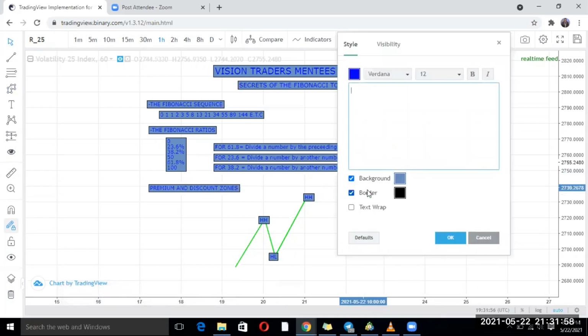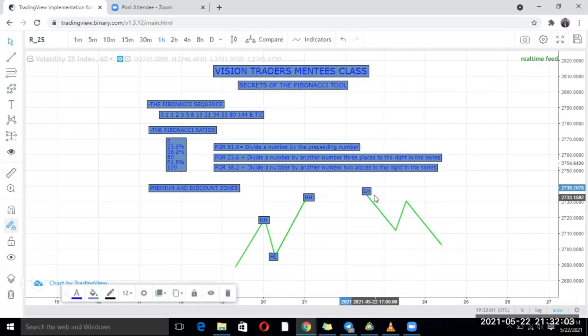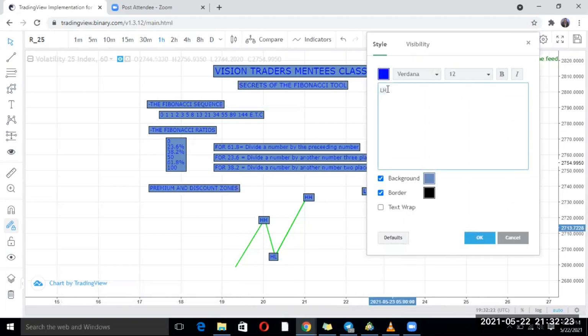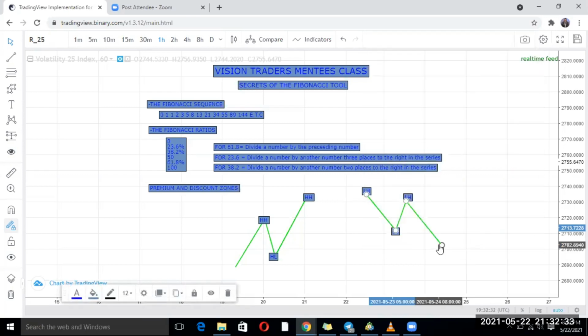So this is our lower high, isn't it? And here is our lower low. So now the market is selling.